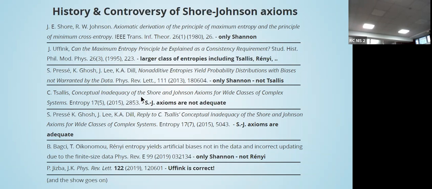They basically say by this that they don't satisfy the Shannon-Khinchin axioms, and they repeat the proof of Shore-Johnson. And then Constantino Tsallis saw this paper, got angry, of course, because they were ruining his entropy, and wrote a paper that maybe then these Shore-Johnson axioms are not adequate. And then Steve Presse replied to them that they are adequate, and then, sorry, your entropy is not useful anyway.